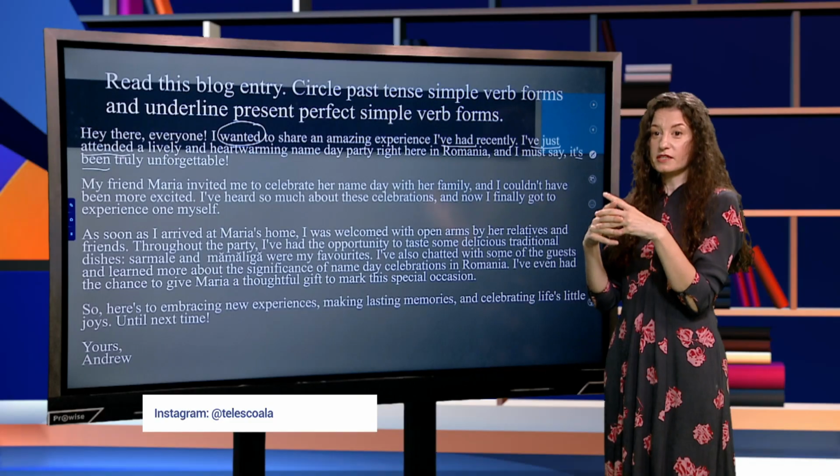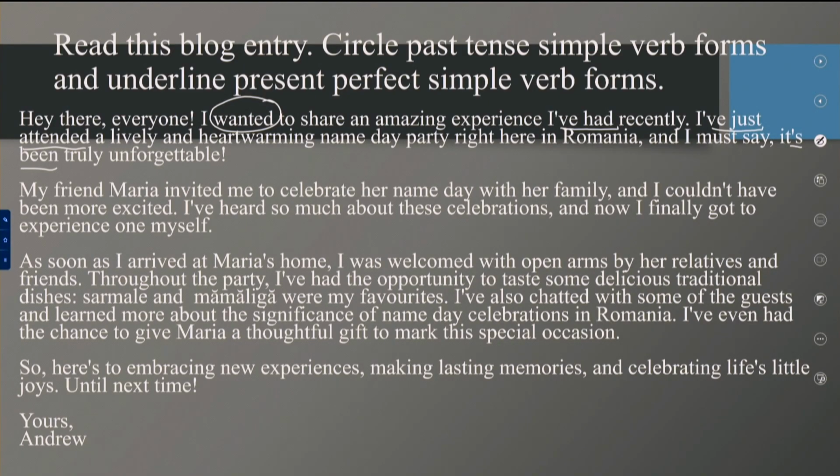All right. Vladimir, it's your turn. Read the next paragraph, please. Okay. My friend Maria invited me to celebrate her name day with her family, and I couldn't have been more excited. I've heard so much about these celebrations, and now I finally got to experience one myself. The present perfect simple forms would be have been in the first sentence, have heard, and yeah, that's it.